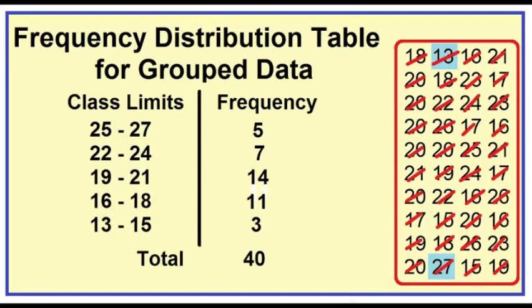For the frequency distribution table for grouped data, yes, it will be three numbers: 25, 26, and 27. Range will be 3. So we cannot actually calculate by subtracting 25. That we can only do when the lower limit of one class is the same as the upper limit of the other.